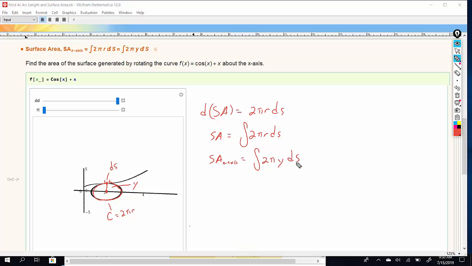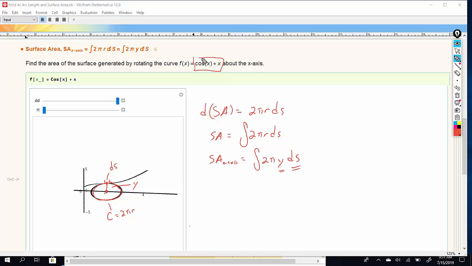Now, I already have two expressions for my ds. I have one represented as a function of x and one represented as a function of y. And so which ds I choose will determine whether I can leave my radius value as y or I need to rewrite it as a function of x. And of course I can do that because I have an expression for y as a function of x.